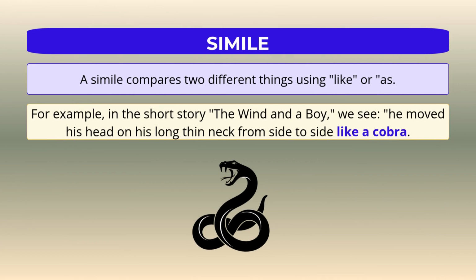Number 1, simile. A simile compares 2 different things using like or as. For example, in the short story, The Wind and a Boy, we see "he moved his head on his long thin neck from side to side like a cobra." This simile compares the boy's head movement to that of a cobra.